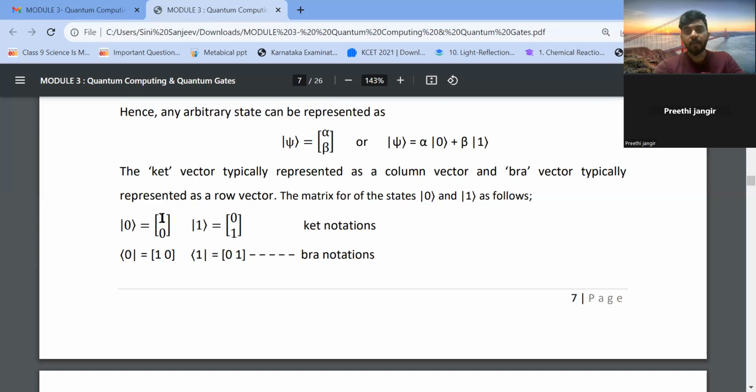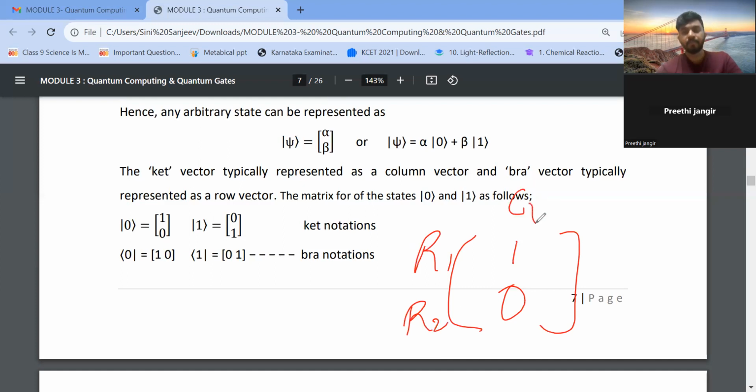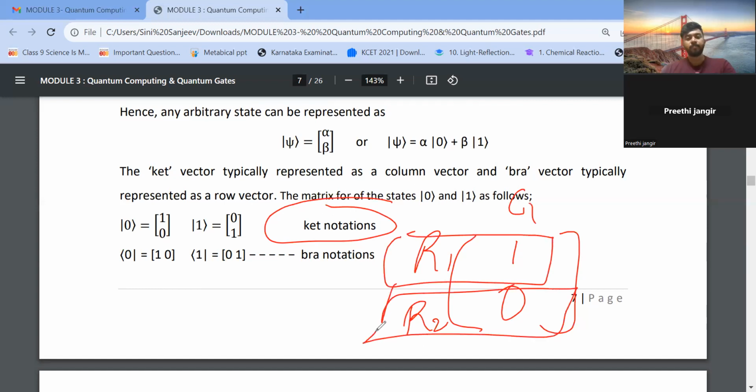If you don't know what is a row and column, if I'm putting here 1, 0, correct? This is my first row, this is my second row, this is my column 1. So my ket notation will always be in column. The other one will always be in row respectively. That's all. Okay. The other notation.